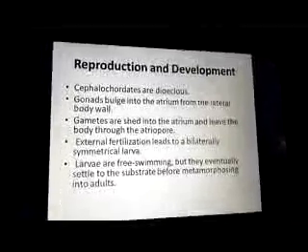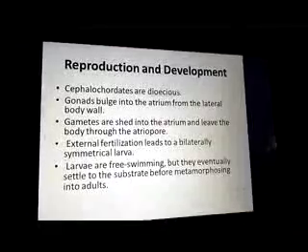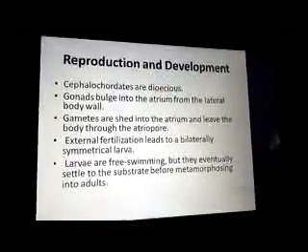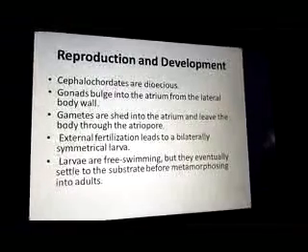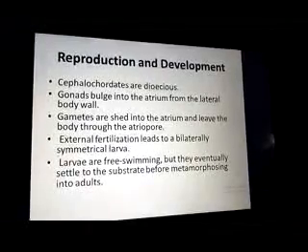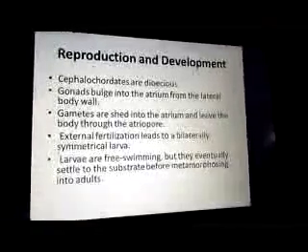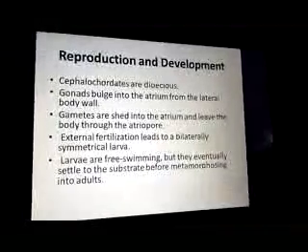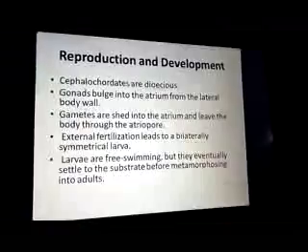Development and reproduction in cephalochordates. Cephalochordates are dioecious. Male and female animals are separate. The body wall bulges into the atrium and forms the gonads, and in gonads sperms and eggs are produced. These are shed into the water which is present in the atrium, and with this water these are removed outside through the atriopore.